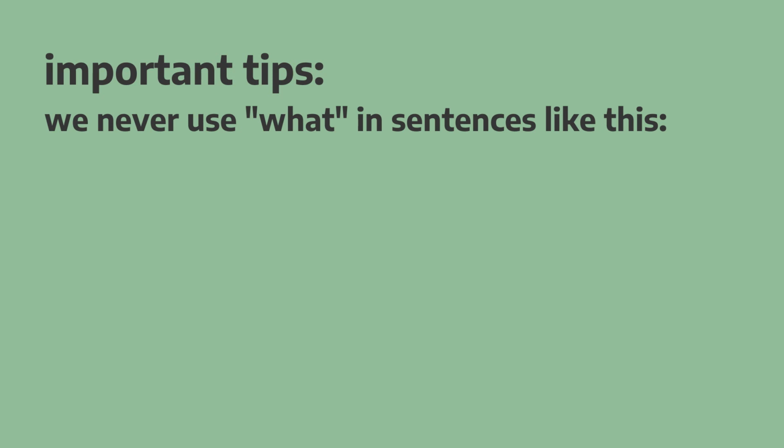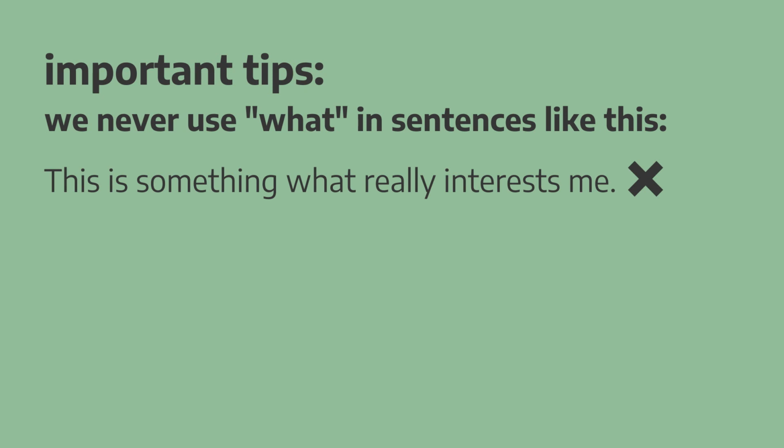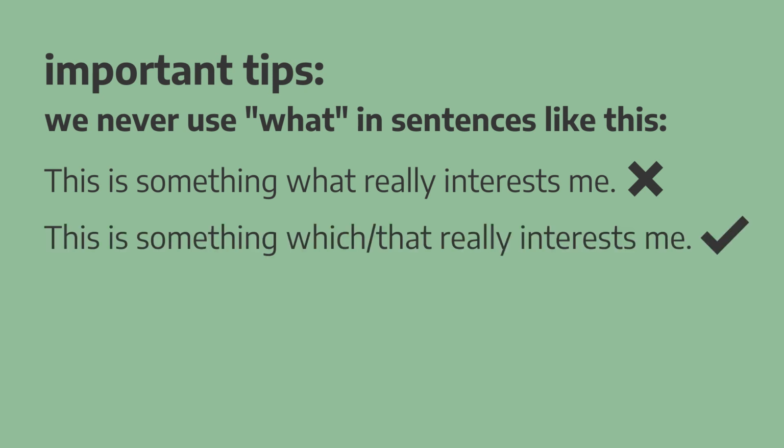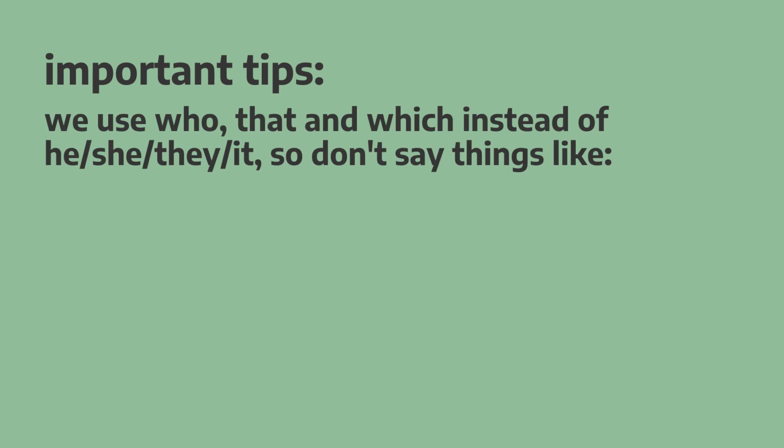Now let's have a look at two important tips. First one is we never use what in sentences like these. And the second tip is we use who, that and which instead of he, she, they or it, so we can't say sentences like this.